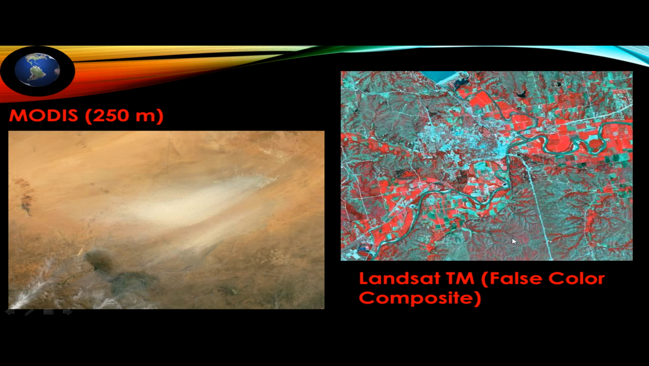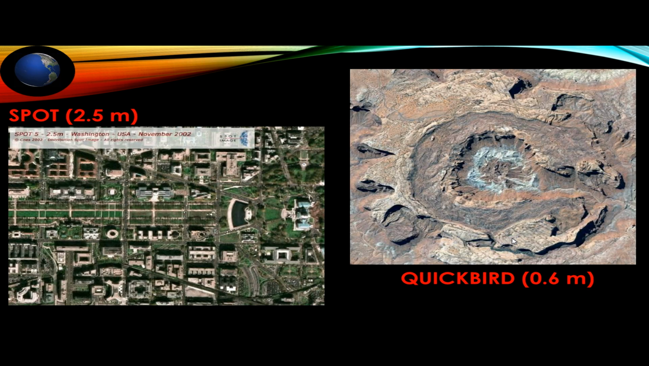Landsat thematic mapper. Okay. This is the SPOT 2.5-meter resolution. How clear this natural color composite imagery is. You can see here, this is Washington, USA. The image was captured in November 2002. So how clearly it is appearing. And then this is QuickBird 0.6-meter resolution showing this area.